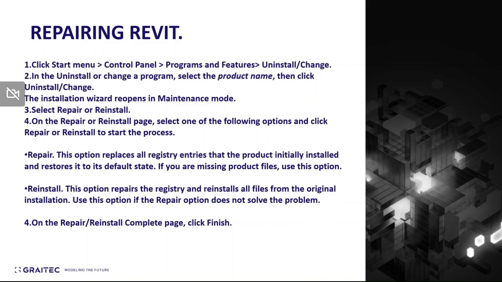You'll then be given a further choice of either repairing or reinstalling. So with this option, we'll try to repair Revit. Repair with this option replaces all of the registry entries for that product as they were initially installed and restores them to their default state, pretty much replicating what we did with the resetting option we've just seen. You use this option if product files are missing.